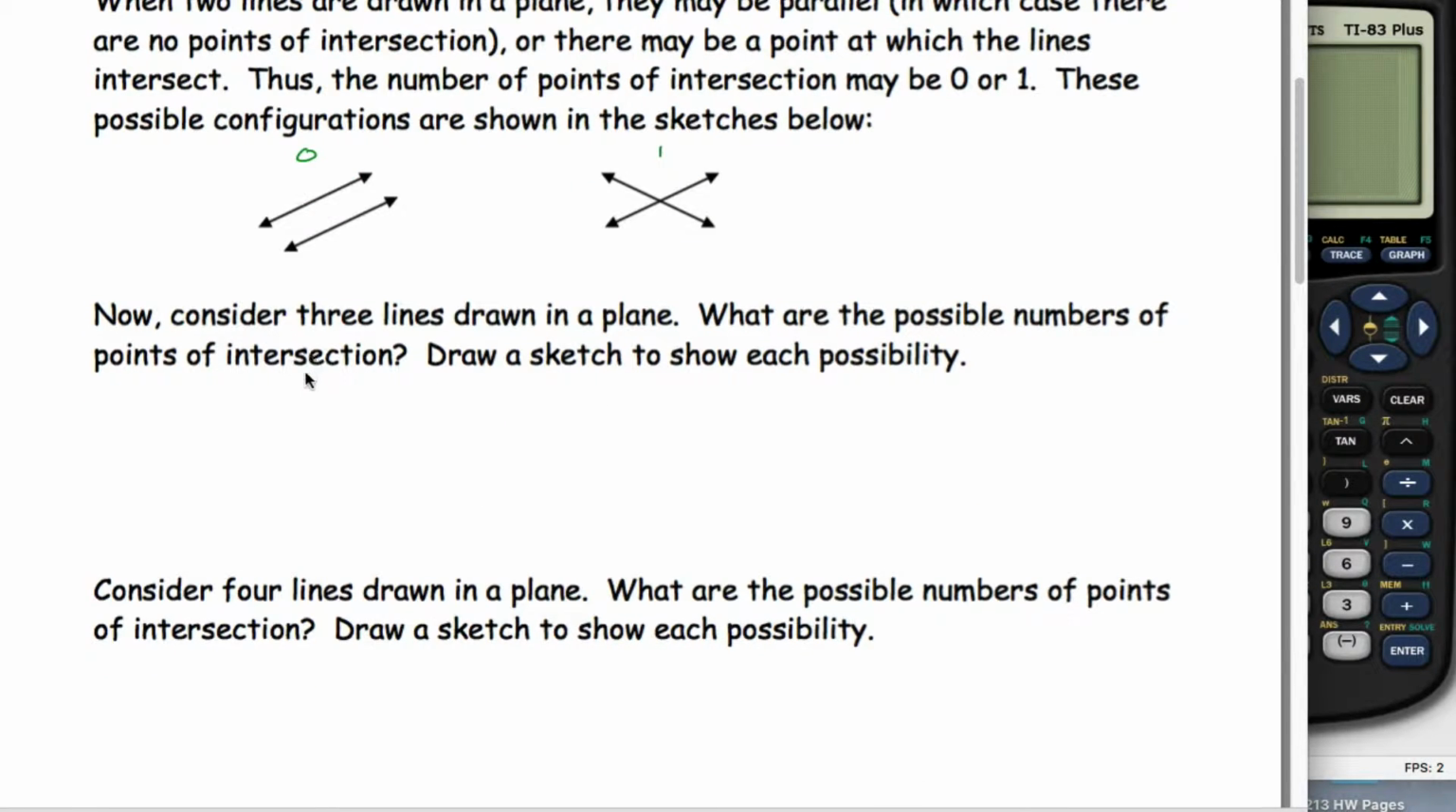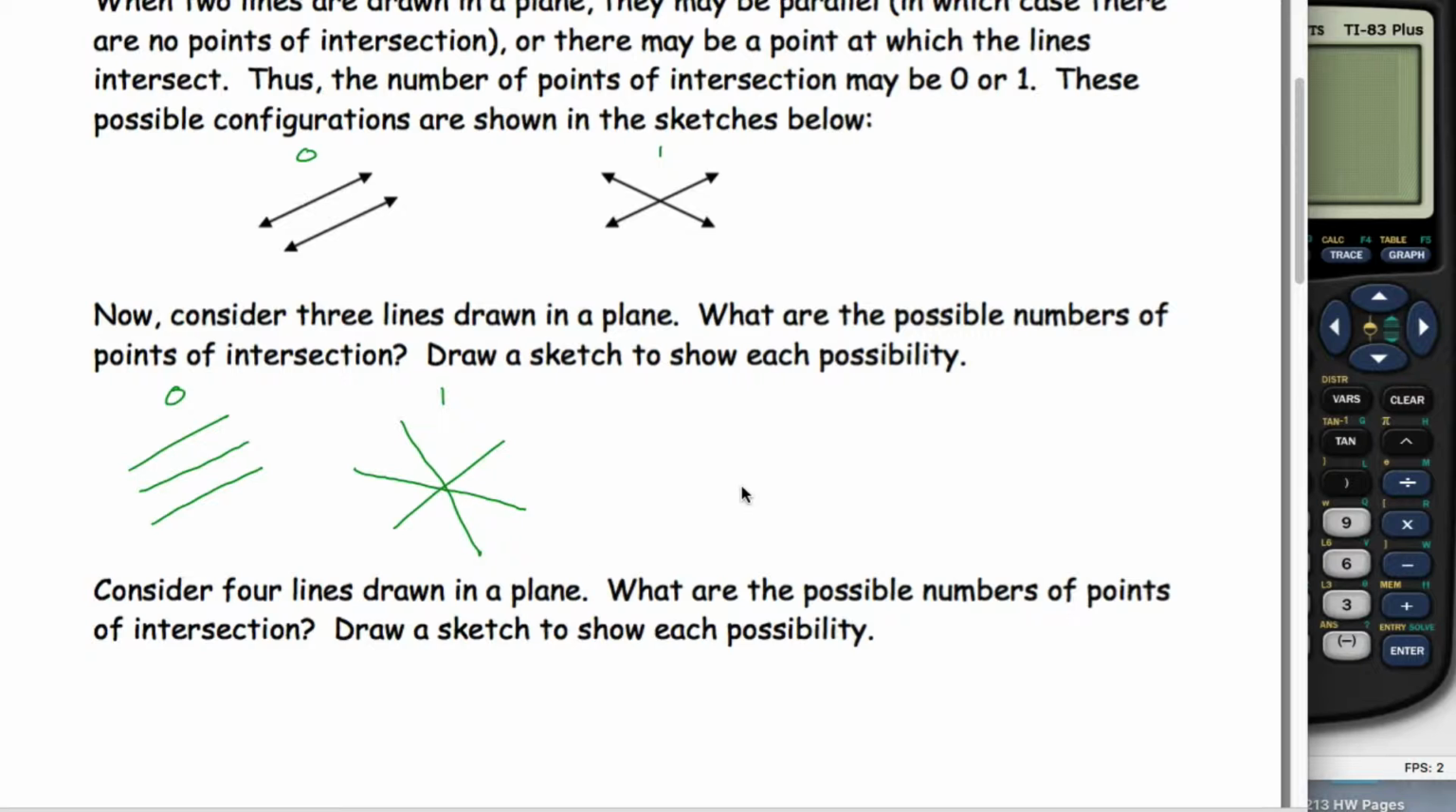But one question is asking what if there are 3 lines? Could you still have 0 points of intersection? Well, sure, just have 3 parallel lines. And I'm not going to draw the arrows on the end of these just because I'm a little bit lazy, but a picture something like this would do the trick. Could you still have 1? Well, sure, you could have all 3 of those lines intersect at the exact same spot. So you get a picture that looks something like this.